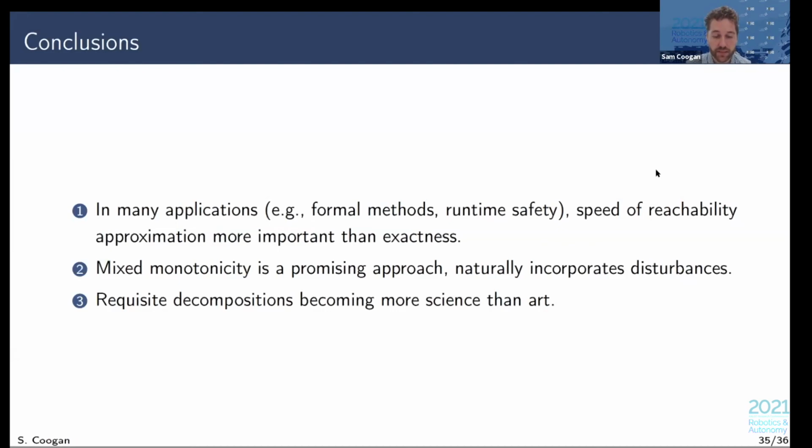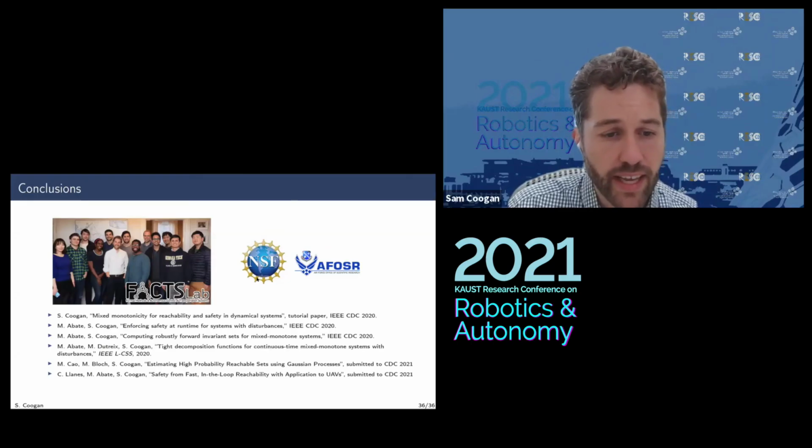The theory of mixed monotone systems is a promising approach that produces these rectangular approximations. It naturally incorporates things like disturbances, which is important for uncertain systems like these multi-rotors or unmodeled dynamics. For example, that multi-rotor, we were modeling it in the plane, but in reality, in the Gazebo simulator, it was in 3 dimensions. And this need for finding decomposition functions is becoming more science than art. So with the recent work on computing these decomposition functions, we have a much better idea of how to compute good decomposition functions quickly.